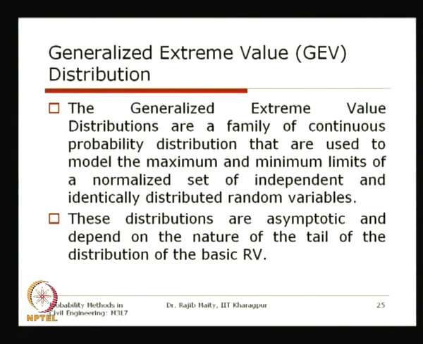The generalized extreme value distribution is a family of continuous probability distributions that are used to model the maximum and minimum limits of a normalized set of independent and identically distributed random variables. These distributions are asymptotic and depend on the nature of the tail of the distribution of the basic random variable. Now, the tail may be a word that we are using for the first time in this course. The tail is towards the extreme end of a particular distribution.